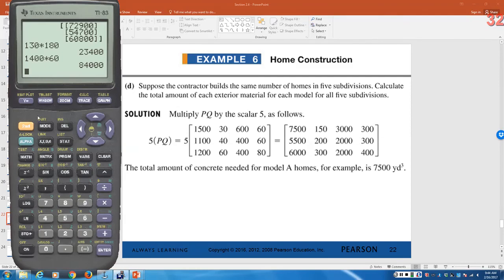Because we still have that matrix in the calculator, we will say 5, matrix A was P, and then matrix B was Q. So the calculator takes care of that for us too. So it's 5 times the P times Q, which we used as A and B.